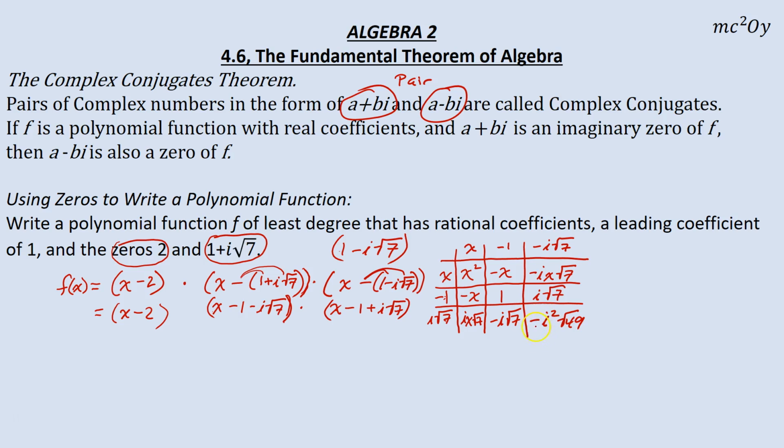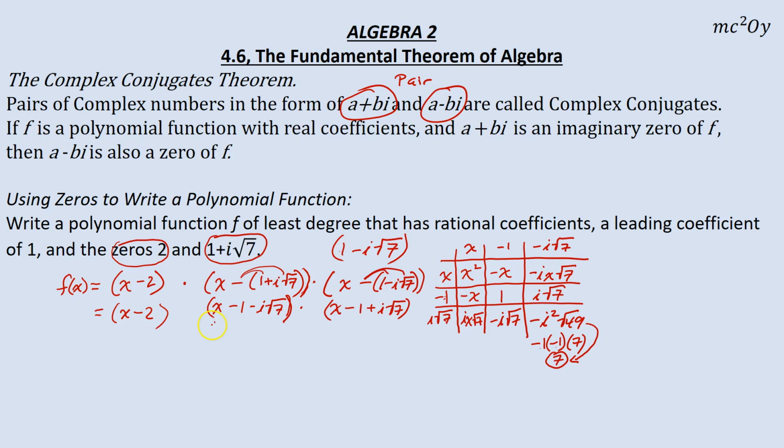Now this last piece can be simplified a lot. This negative is obviously negative, but i squared is actually negative 1, for i times i, root negative 1 times root negative 1 is negative 1. And root 49 is 7. So really, this whole thing becomes negative 1 times negative 1 times 7, which is 7. All this stuff equals that.